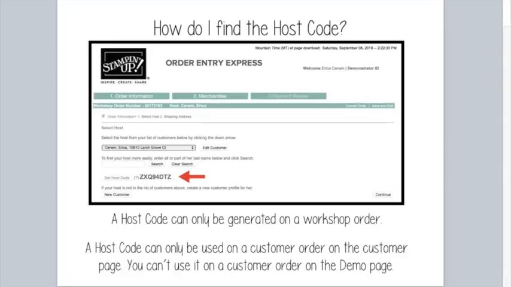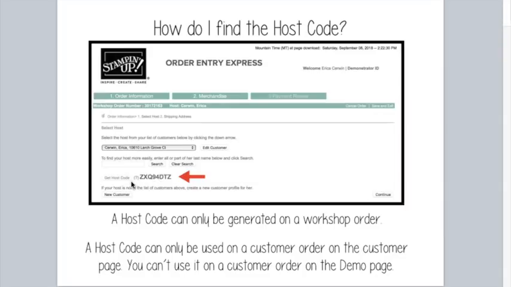If you're a new demonstrator, or maybe you've been a hobbyist and you're starting to entertain the idea of doing this as a business, let me show you where you find the host code. The first thing you do is log in to the demonstrator website and start a workshop order. On the very first screen, you choose the host. Then there's a button right here that you click, and that's going to generate that code. And right there is your host code.